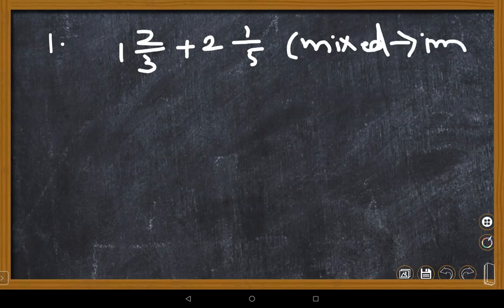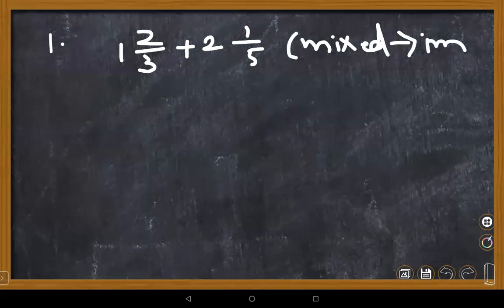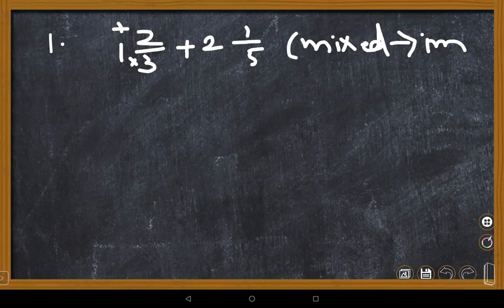So 3 ones are 3, 3 plus 2. You have to multiply, and whatever product you get, you have to add to your numerator. So it's nothing but 5 by 3. Very good. Then 5 twos are 10, 10 plus 1 is 11, so 11 by 5. Very good.